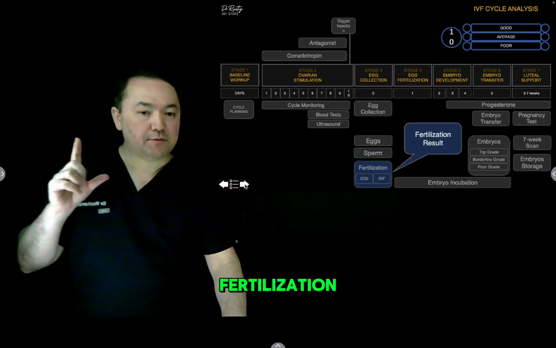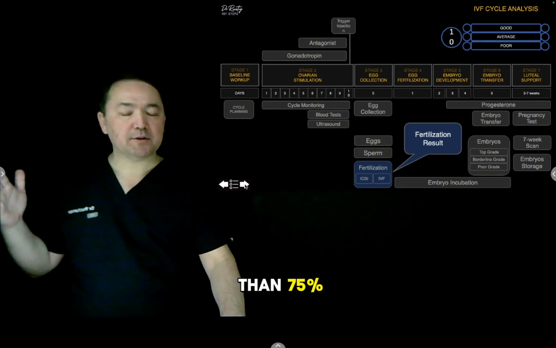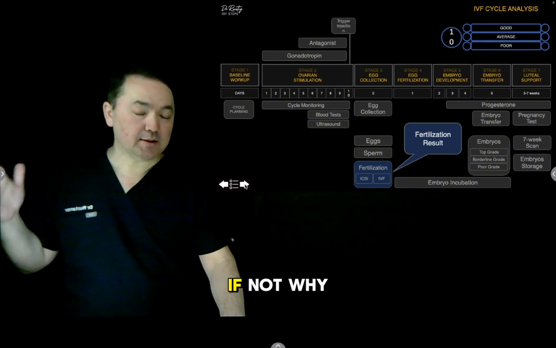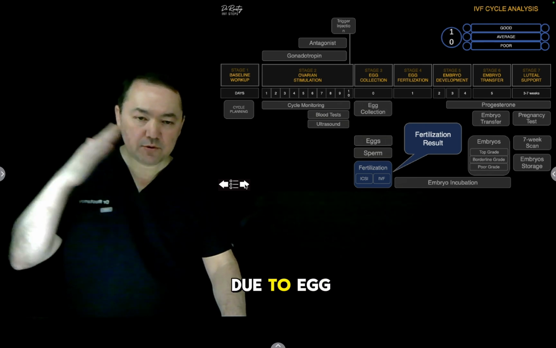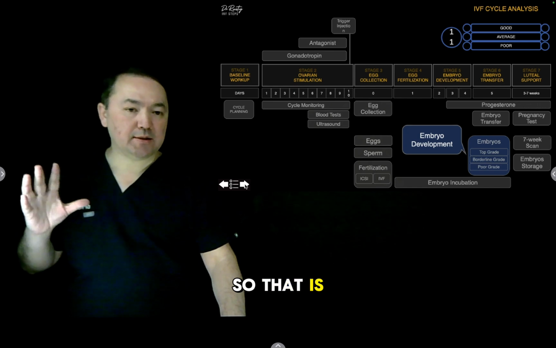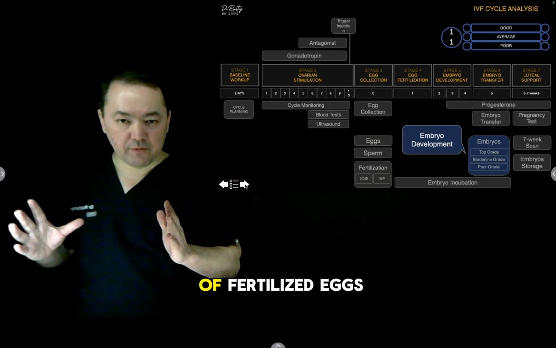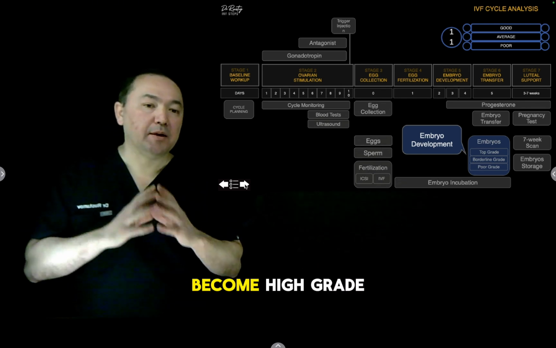Then you analyze fertilization, whether you had a normal fertilization, which means more than 75% of mature eggs were fertilized. If not, why? Is it due to sperm or due to egg? Then you analyze embryo development. So that is an analysis of utilization rate. How many out of the fertilized eggs become high-grade embryos?